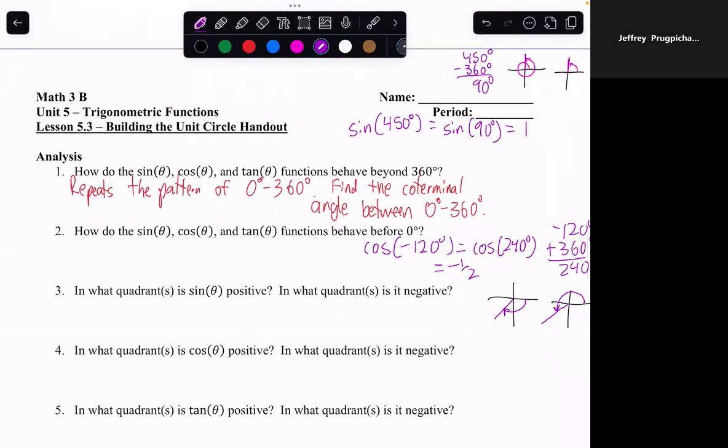So the strategy is the same: find the coterminal angle between 0 degrees and 360 degrees.